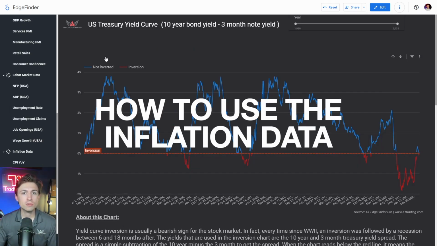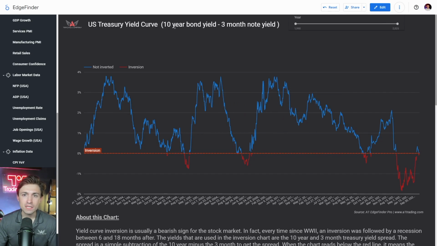Many traders also like to look at the yield curve and look for inversions or not inversions. And what we can see here on this chart is we have the 10-year bond yield minus the 3-month note. This is something very commonly used by people trying to understand what the bond market is signaling, whether we're going into a recession, whether economy looks good, etc.